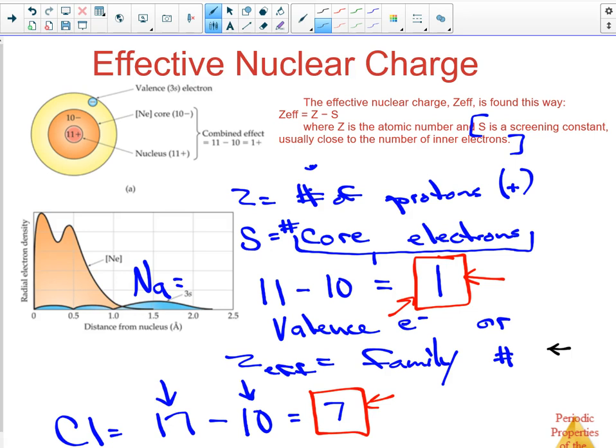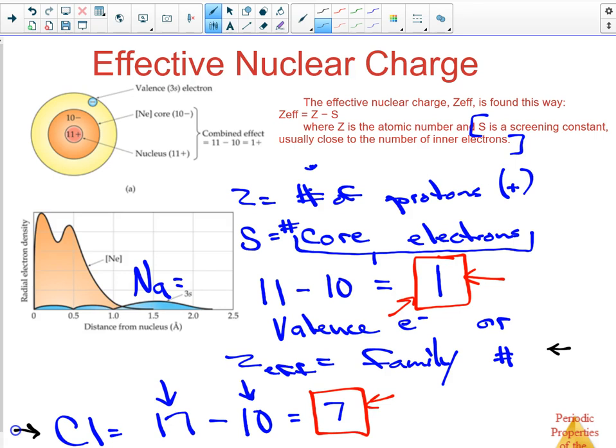Yeah, and we will define it as the outermost 100% of the time in this class. All right. So there was another practice one right here. Chlorine was element number 17. The previous noble gas to chlorine is neon, correct? So you have 17 minus 10. So the effective nuclear charge on chlorine is 7.